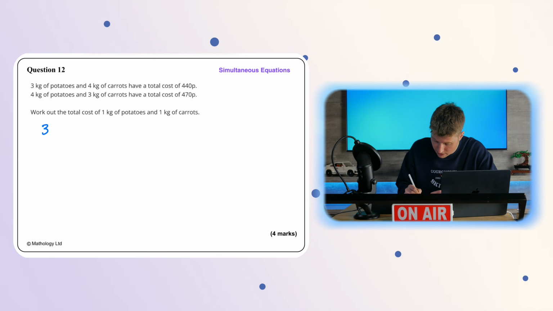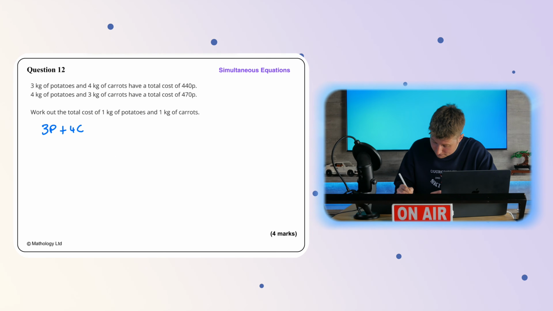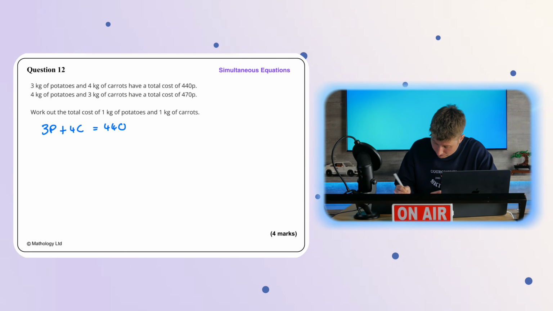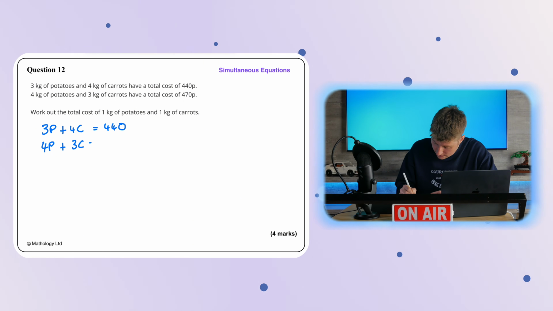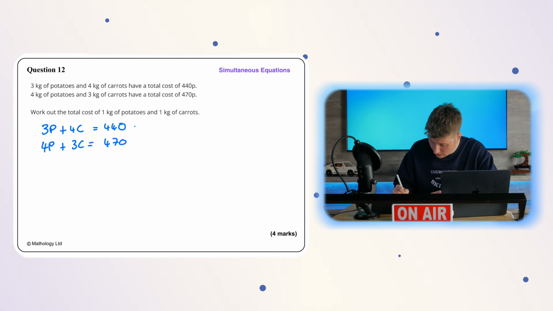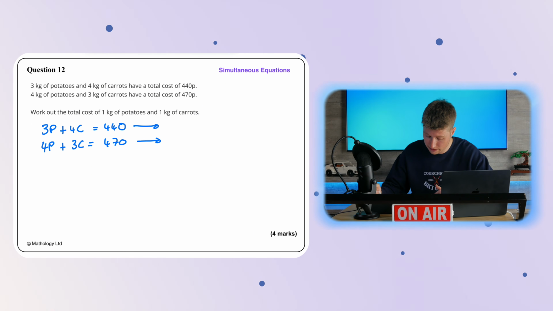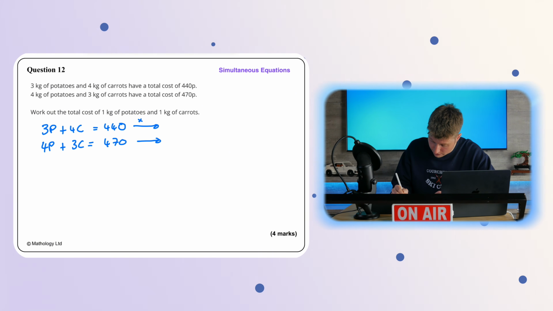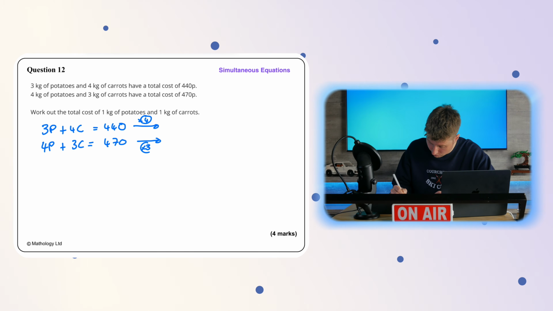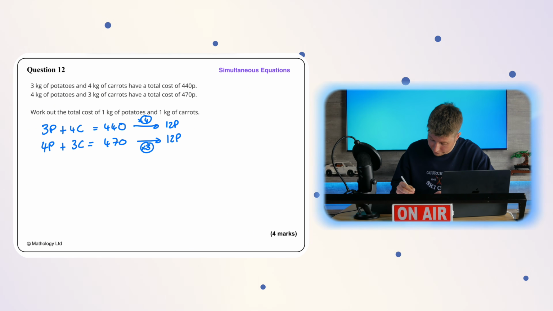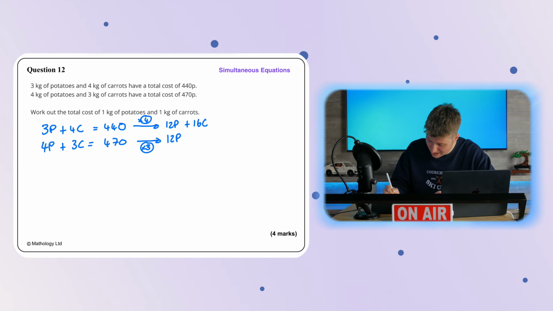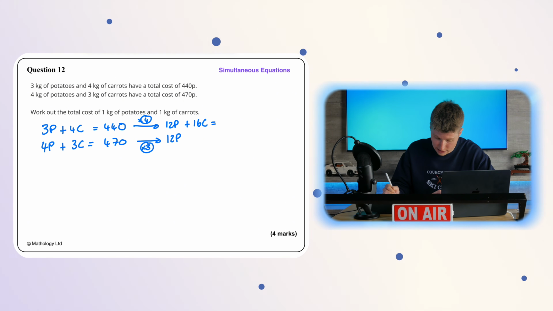So we can say 3p plus 4c is equal to 440 pence. And then 4p plus 3c is equal to 470. So we can solve simultaneous equations by either making the p values the same or the c values the same in this context. So if we multiply the top equation by 4 and the bottom equation by 3, then we'll get 12p for both. On the top we'll get 4 times 4, which is 16c, and 4 times 440.